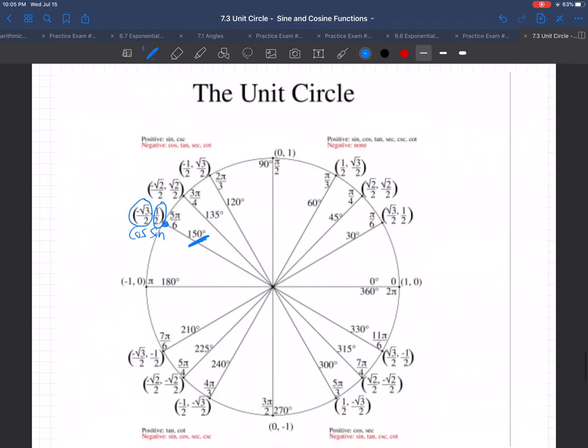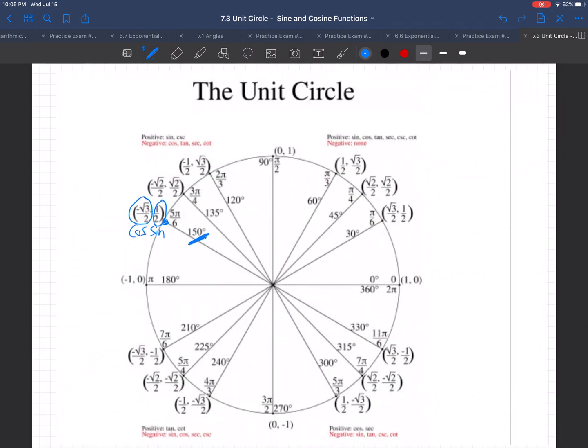You'll be able to use the unit circle in your homework and on the exams. It's fine. You can use the unit circle and just look up the angles. So any angle they give you, let's say for 300 degrees, the cosine would be a half. The sine would be negative root 3 over 2.